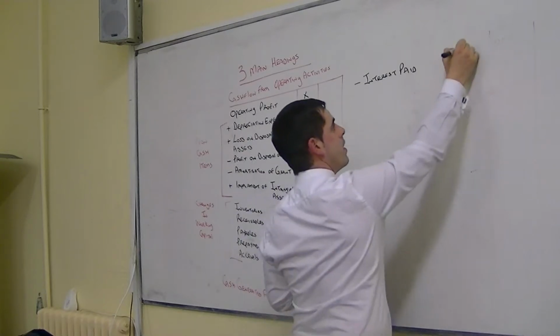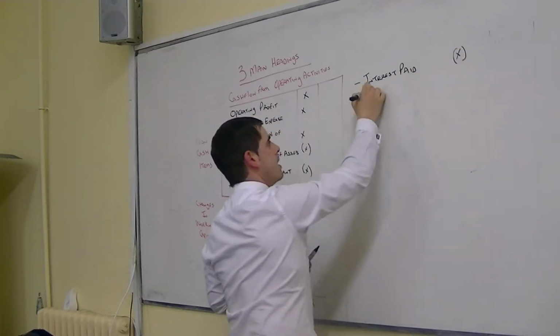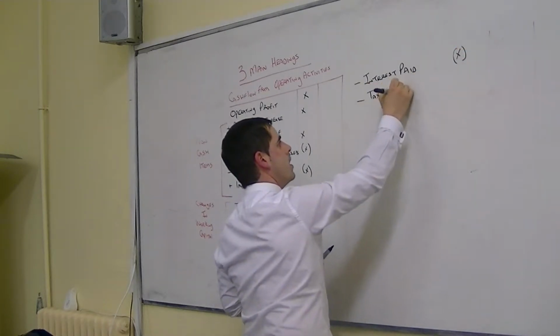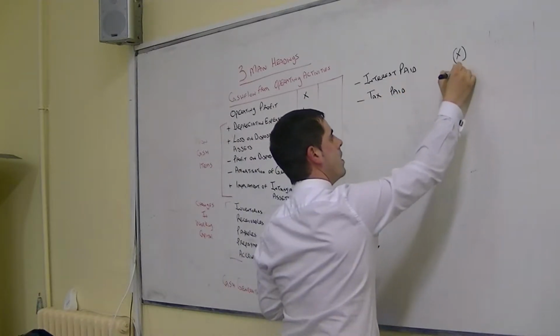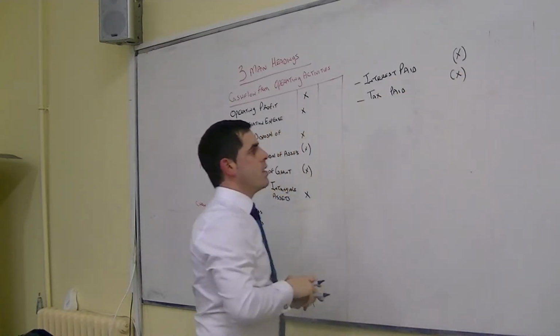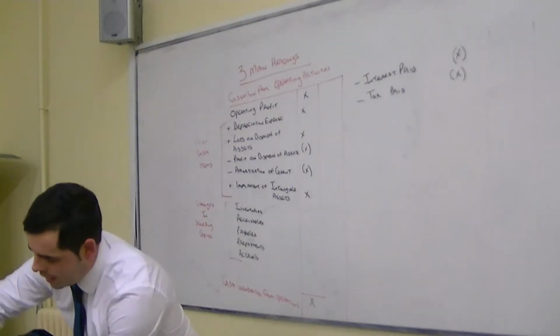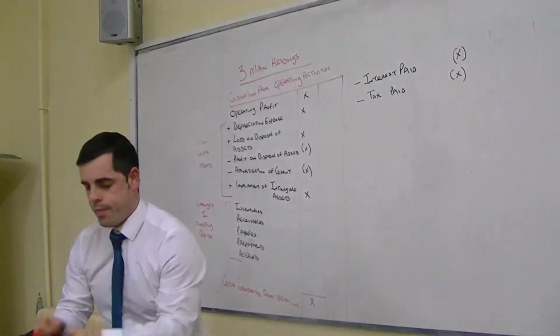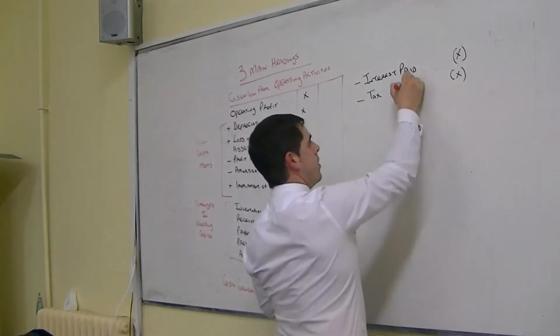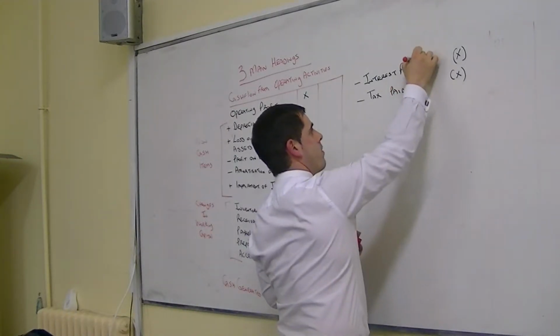Interest paid and tax paid. So interest paid and tax paid. Now, more than likely, you have to do a working for those. Okay, so let's put an asterisk next to those. There will be a working required.